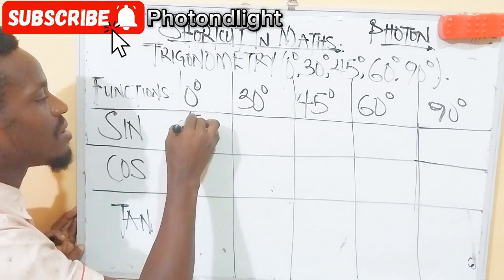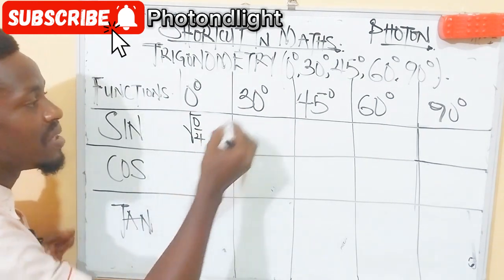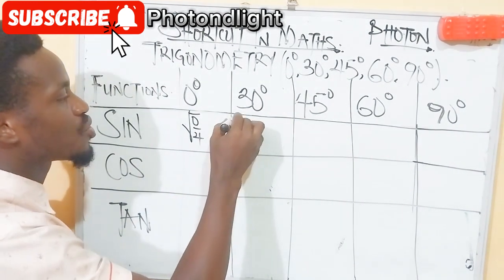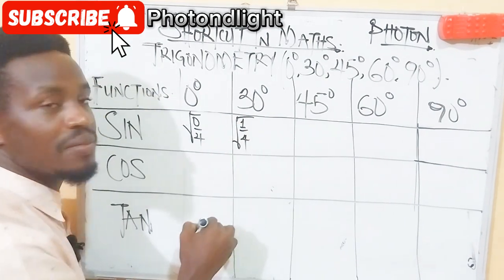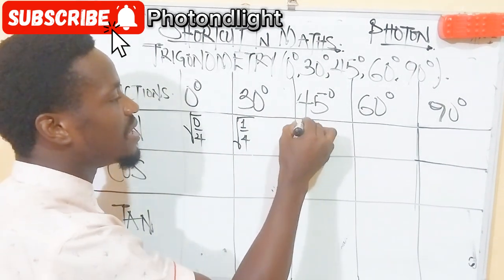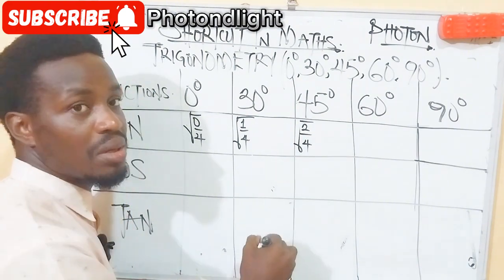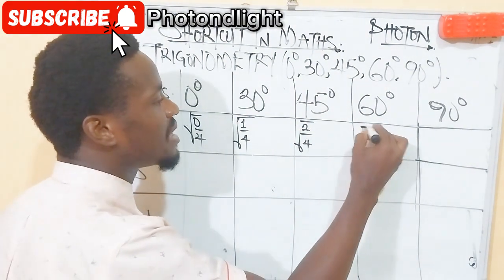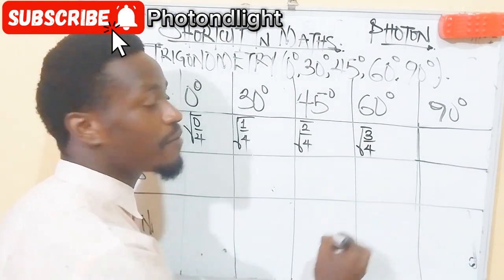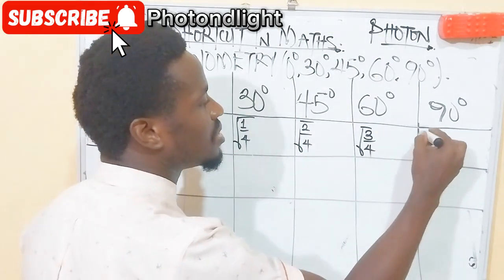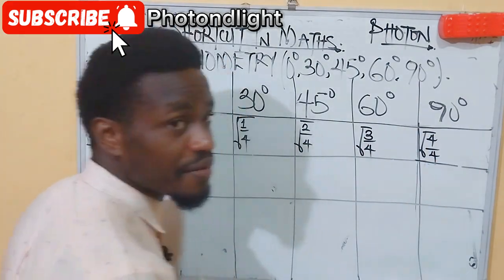You place a square root of 0 over 4. You go to the next one, you place a square root of 1 over 4. You go to the next one, you place a square root of 2 over 4. You go to the next one, you place a square root of 3 over 4. You go to the final one, you place a square root of 4 over 4.